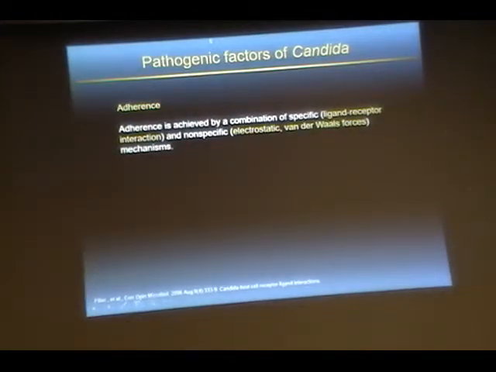So adherence is achieved by a number of attractive forces. The first is ligand-receptor interaction. So they have certain ligands binding to some of our receptors on the host cells, and non-specific interactions such as electrostatic and van der Waals forces, which enable them to adhere to the host.